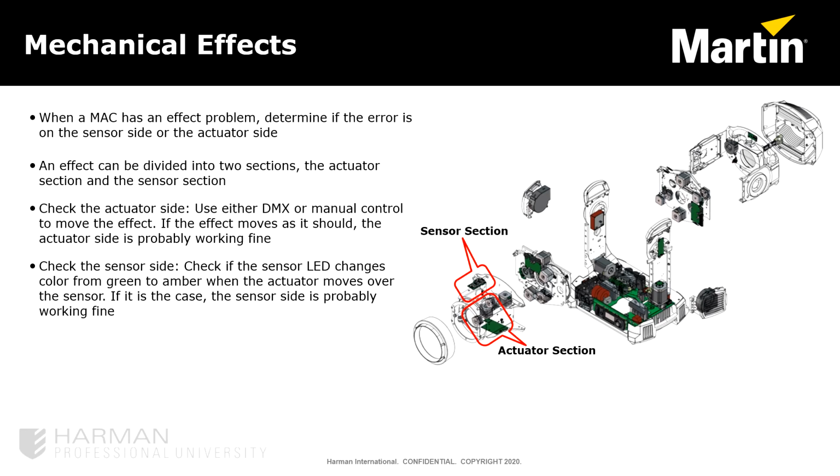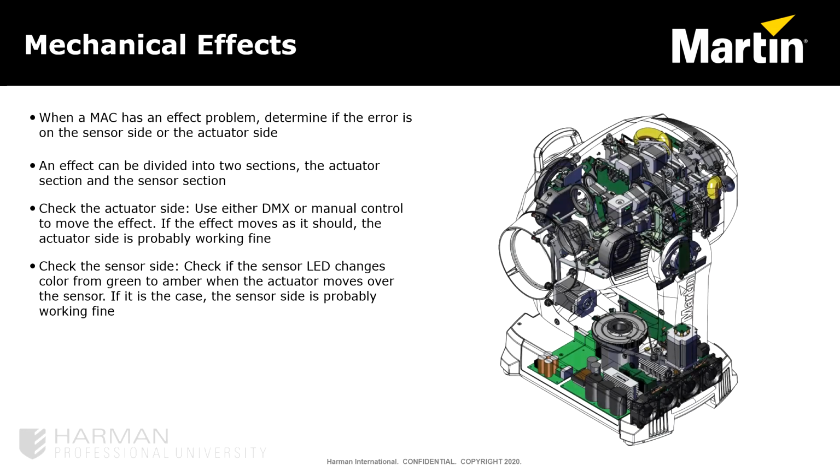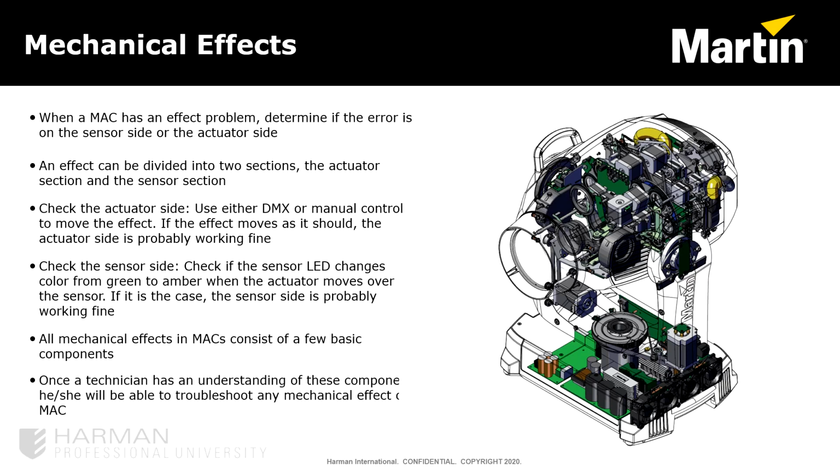End stop normally deals with a mechanical end stop, which does not use a sensor. However, effects such as focus and zoom do have an end stop that normally uses a sensor. Many of the current fixtures are very good at troubleshooting and display an error code to help determine the problem. With an understanding of the few basic components that exist in the mechanical effects of Mac and other fixtures, a technician will be able to troubleshoot thoroughly.